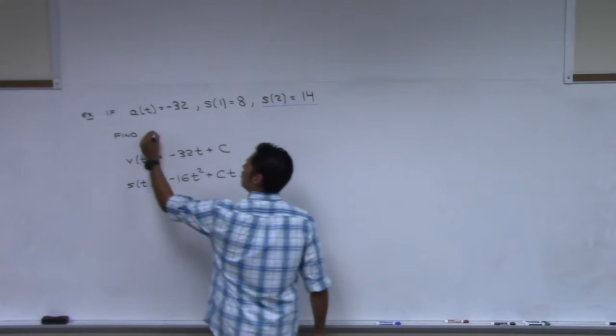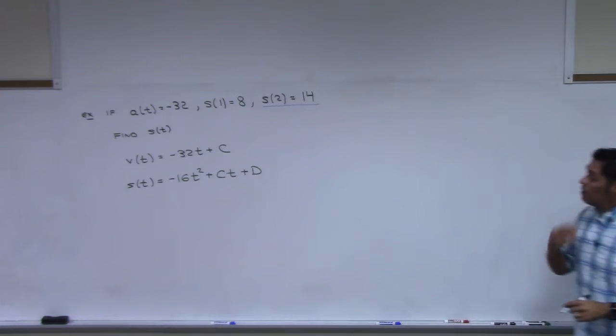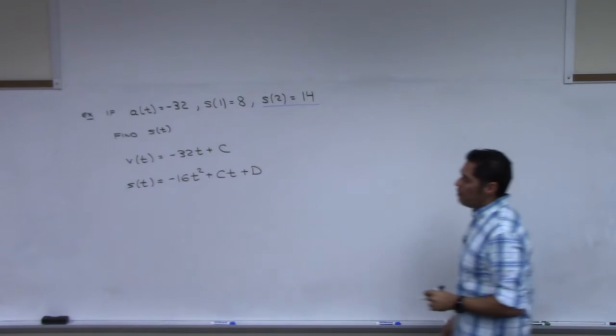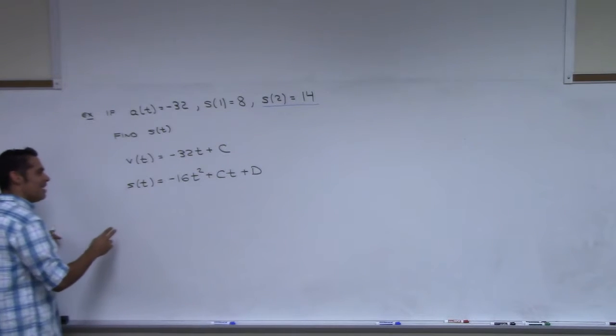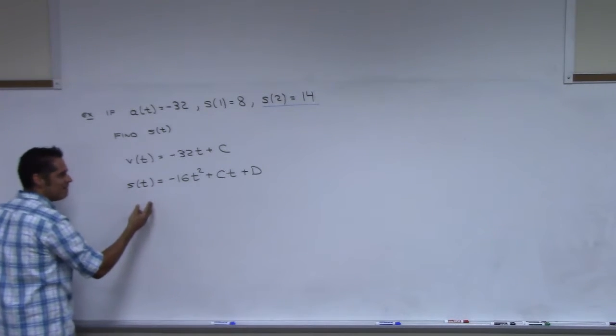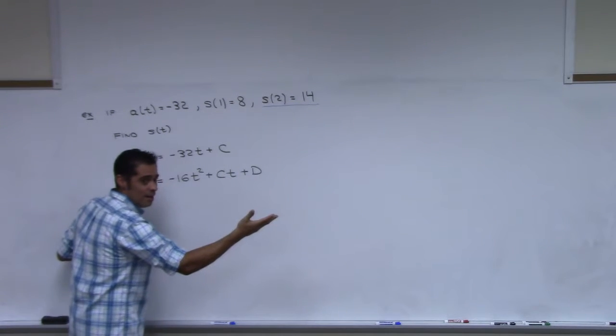And I never told you what we're trying to find, right? S of t, sorry. In order for us to find out what s of t is, we actually need to figure out what c and d are, right?